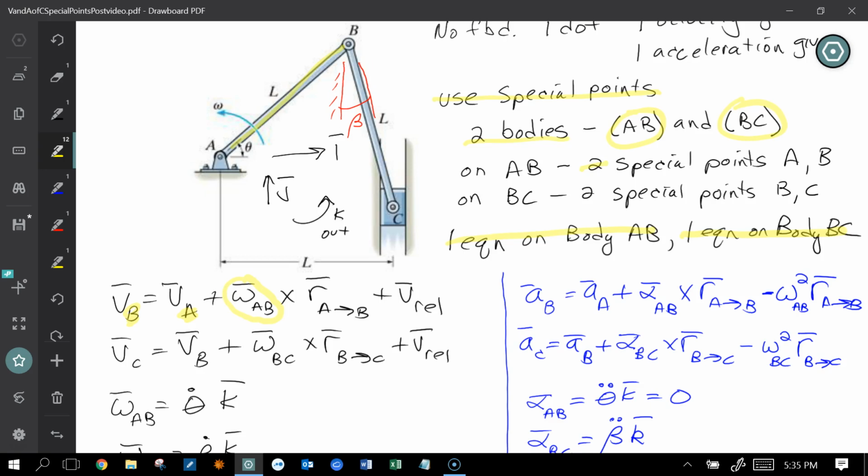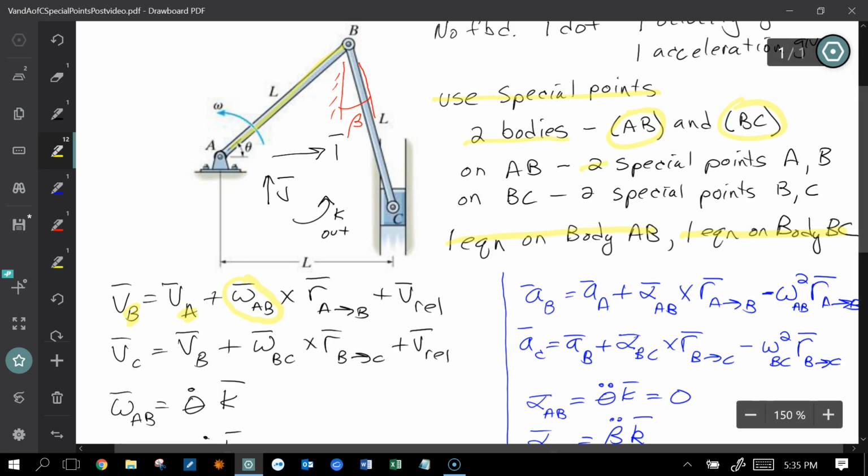And then you cross it with R, and now this R vector is always from the point that was over on the right-hand side to the point that's on the left-hand side. So it goes from A to B, so I'll draw a little arrow, from A to B. It has to go from A to B. Cannot go the other way, plus the VREL terms. Okay? So let's write the second equation.